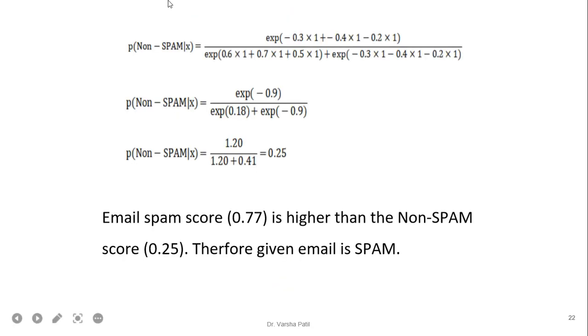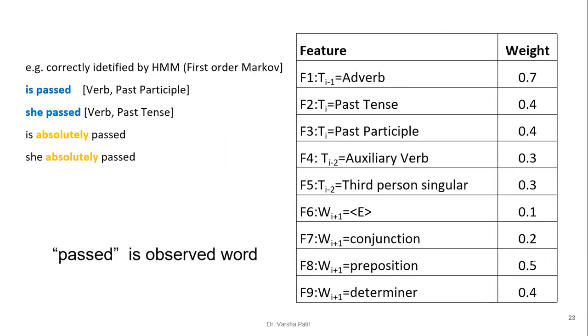Now the same formula, only it is the probability of non-spam given X, and in the numerator we have the non-spam weights. Here we calculate the answer, and as we are using the exponential function, our answer is always positive. Here we get 0.25. So for that particular email we get two scores: for spam the score is 0.75 and for non-spam it is 0.25. So ultimately the mail is classified as spam. In this way maximum entropy uses the features and does the classification task.